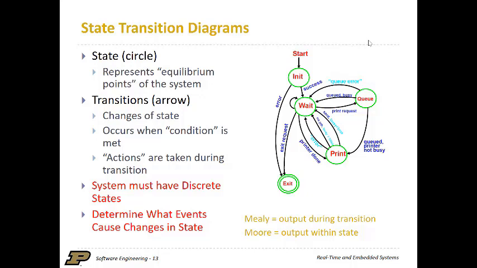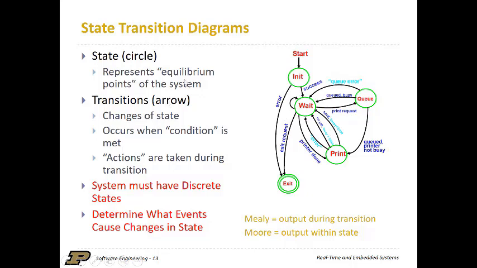Now, how do we represent that in a state transition diagram? We've talked a little bit before about state transition diagrams. Here is the syntax. We didn't go into the full detail, but here's the syntax. States are represented as circles. Transitions are represented as arrows. The system must have a discrete set of states. And this is an example of a print spooler. There's a waiting state, there's a printing state, there's queuing, and again exit.